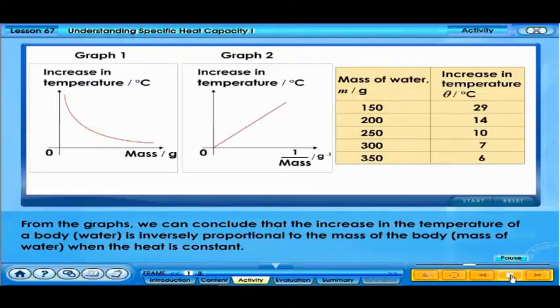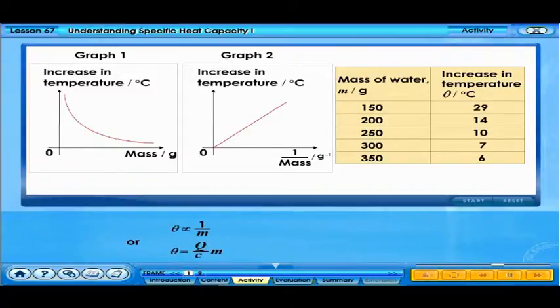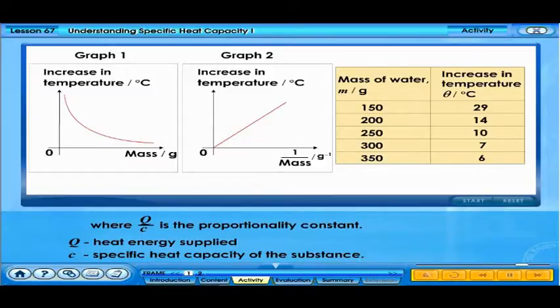From the graphs, we can conclude that the increase in the temperature of a body, water, is inversely proportional to the mass of the body, mass of water, when the heat is constant. That is, theta is proportional to 1 over m, or theta equals Q over C times m, where Q over C is the proportionality constant. Q, heat energy supplied. C, specific heat capacity of the substance.